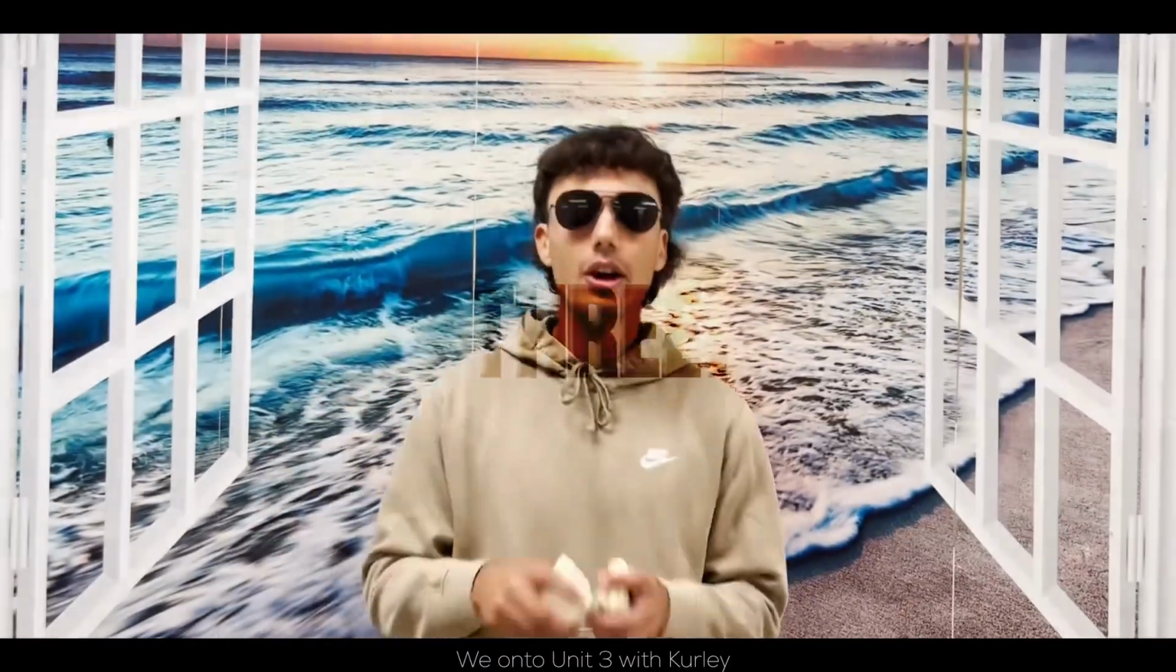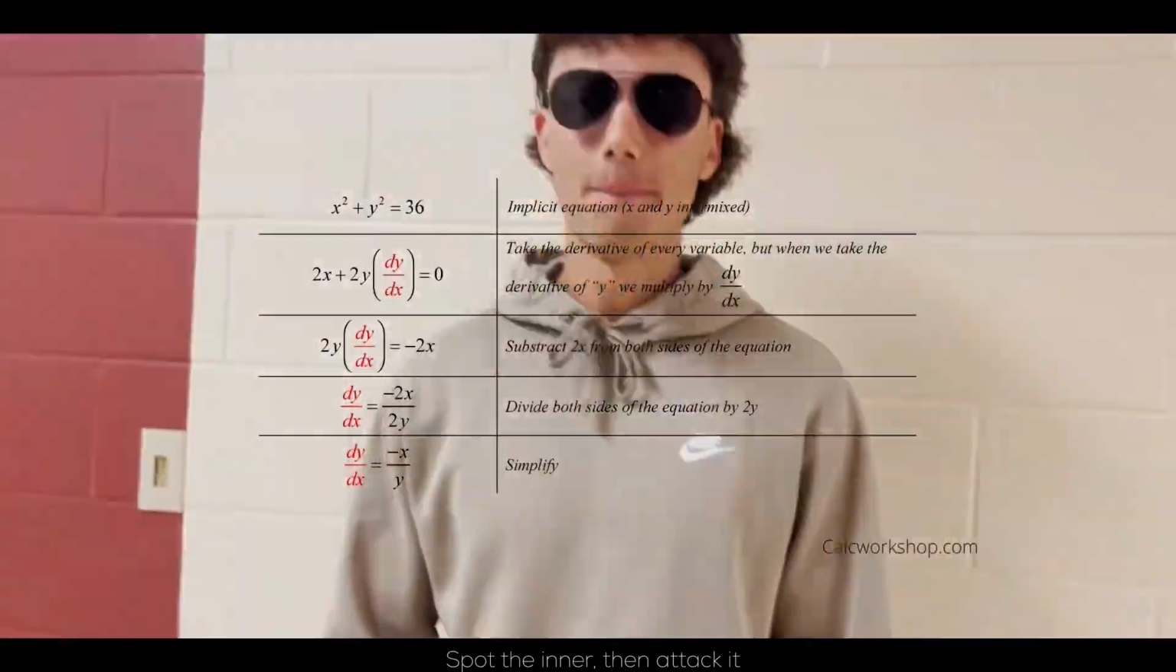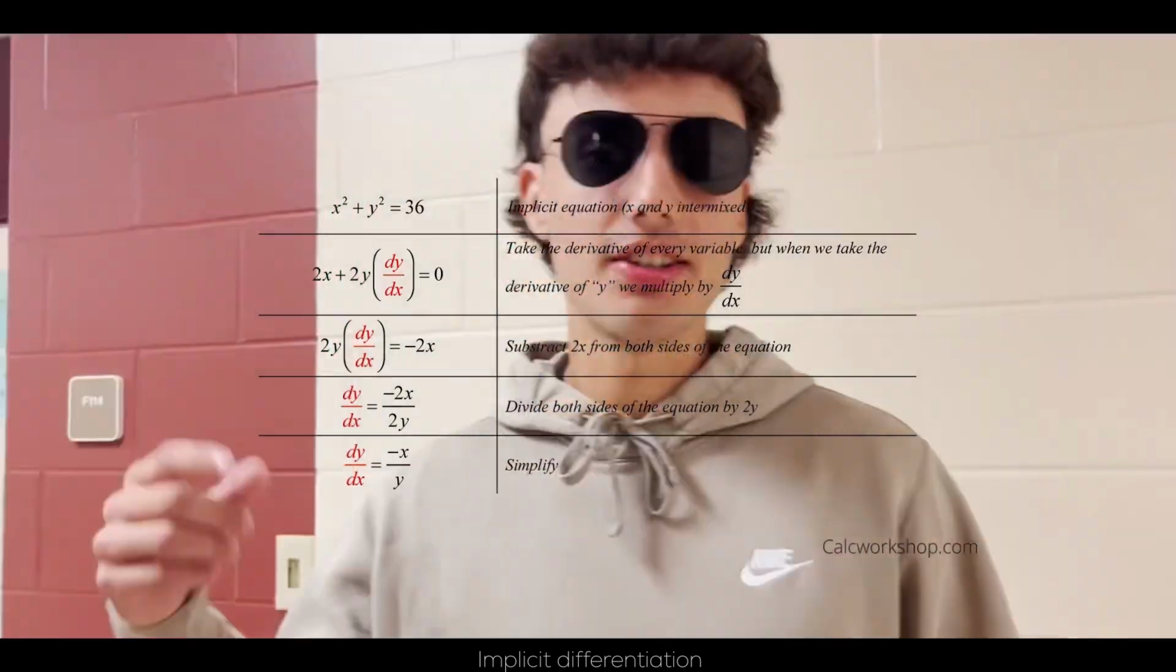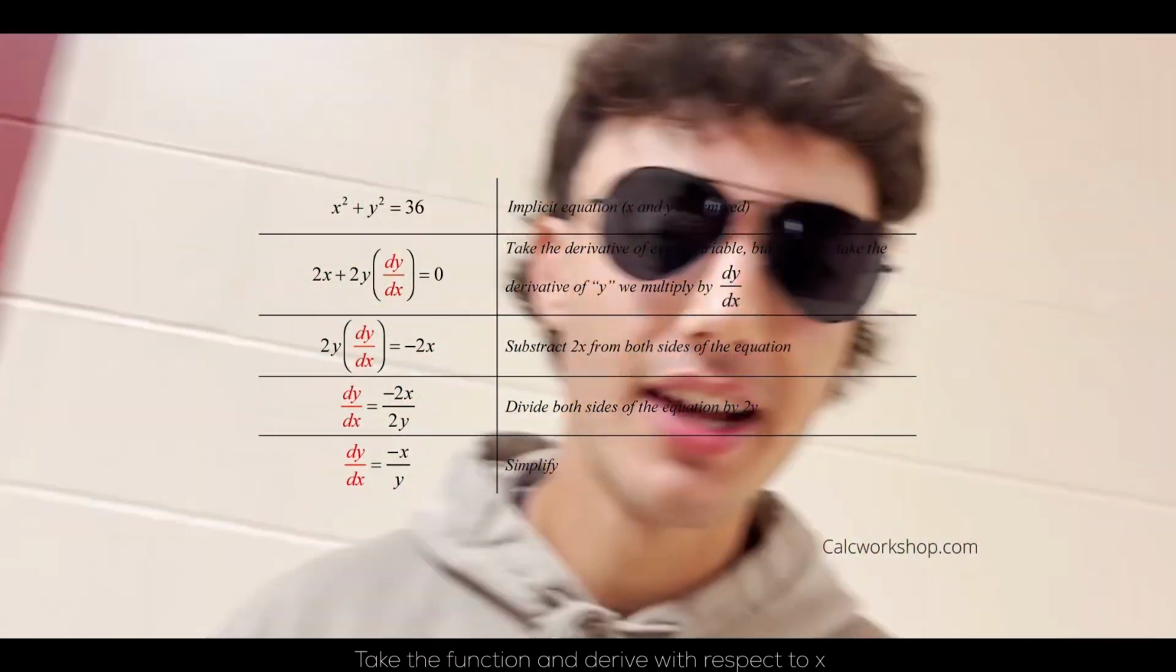Derivative of ln x, it's easy to succeed. e to the x my favorite, like my god Joel and B. We go into Unit 3 with Curly, open up that packet. Starting with chain rule, spot the inner, then attack it. Implicit differentiation onto u next. Take the function and derive with respect to x.